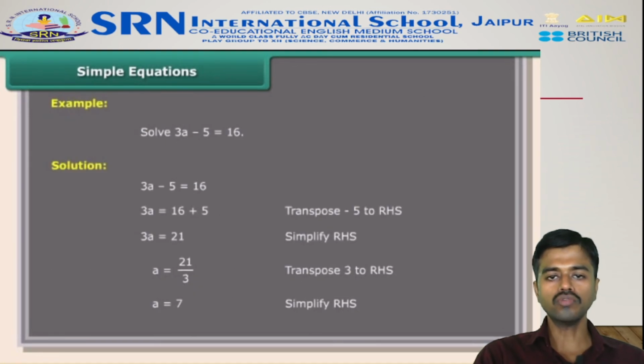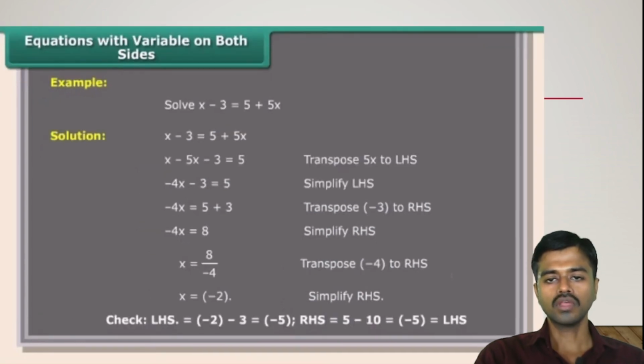Now after knowing the rule, we can apply it in a simple equation, that is 3a minus 5 is equal to 16. So we will write 3a minus 5 is equal to 16. We will keep the variable in LHS and constant in RHS. So 3a is equal to 16, and minus 5 will transpose to positive 5, so it will become 21. So 3a is equal to 21. A will be equal to 21 upon 3, that is 7. So this is the value of variable a. Similarly, we can solve for different questions.